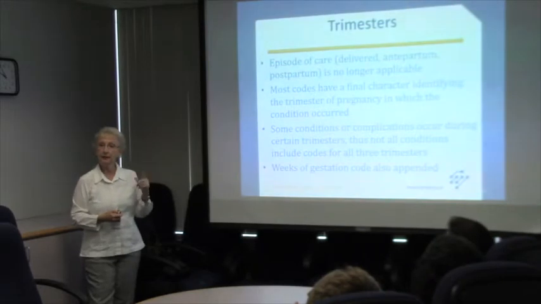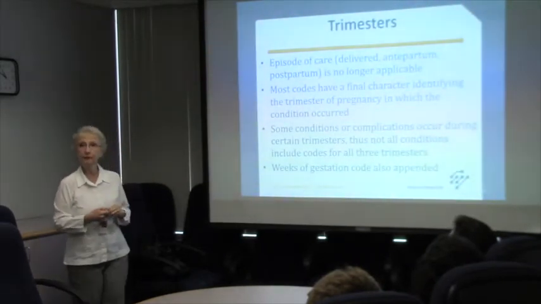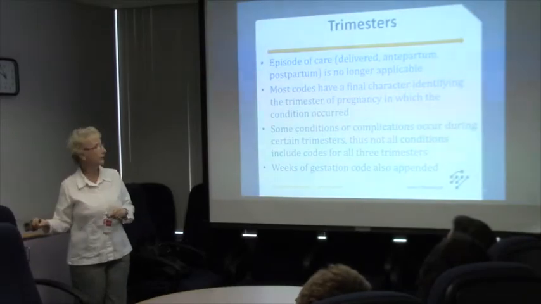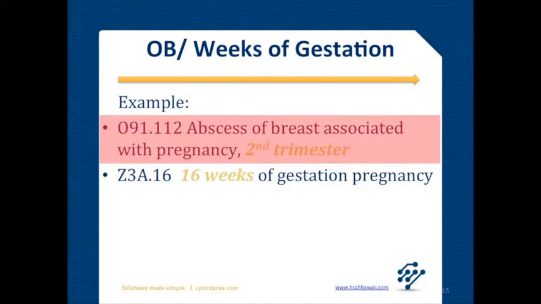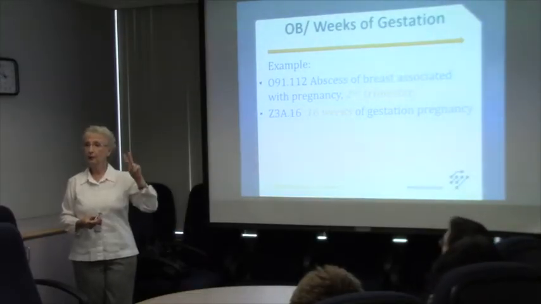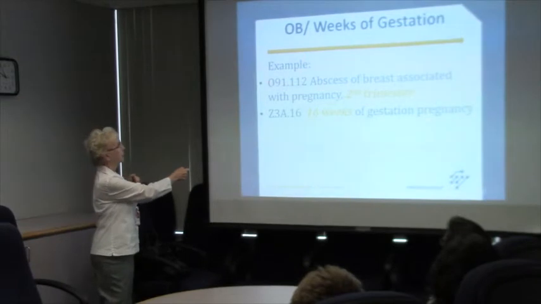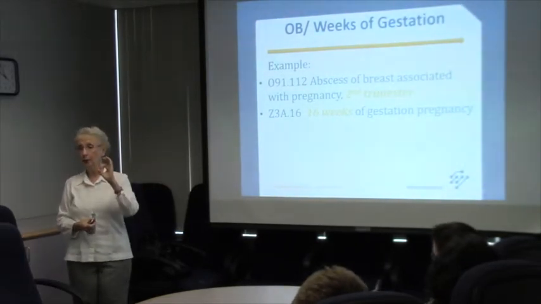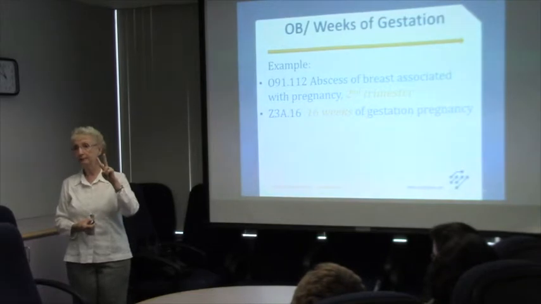In addition to that, there is something new that's been added for OB coding, and that is the weeks of gestation. There's now a code for the exact weeks of gestation, and here's what it looks like. So here's O91.112, which is abscess of the breast that occurred during pregnancy in the second trimester. All of these codes now require 2. So you should not get this code by itself. It should always come in with the secondary code. So any code that starts with O should come in now with 2 codes.